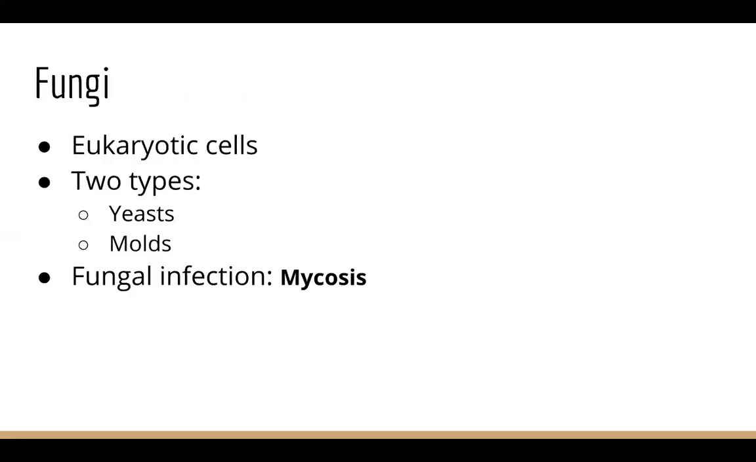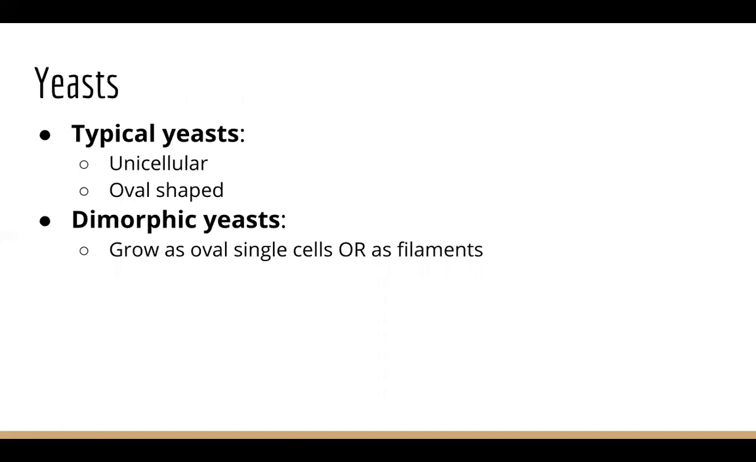Moving on, fungi. So again, eukaryotic cells. There are two different types, yeasts versus molds. And a fungal infection, or infection caused by a yeast or a mold, is a mycosis. Yeasts. There are typical yeast cells and dimorphic yeast cells. Typical yeast cells are unicellular, oval-shaped, whereas dimorphic yeast cells can grow as those unicellular oval cells, or they can also grow as filaments, which we'll see is similar to what molds do.